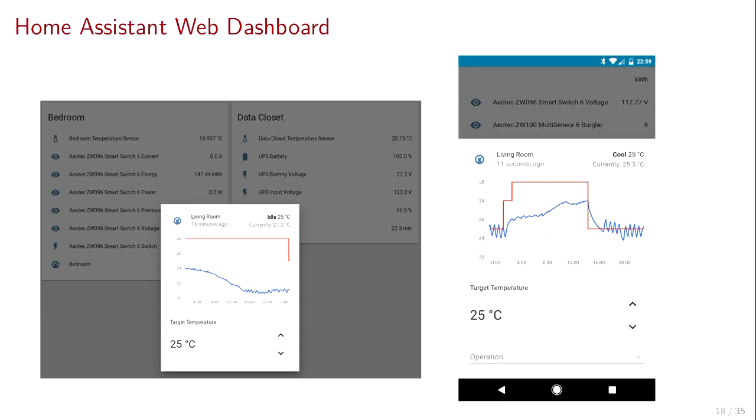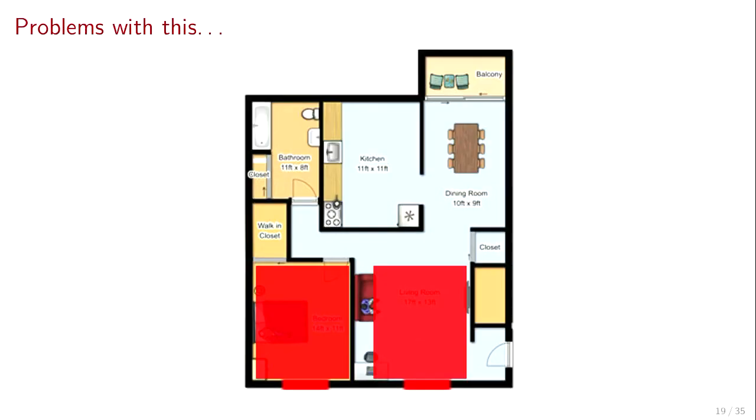I got what I wanted. I had a very nice software interface, a web interface, both on a browser and in the phone, that let me set a set temperature, let me monitor the temperature, see when things are on or off, and control things both remotely and locally, and make sure my apartment was cool when I wasn't there. But it wasn't without problems.